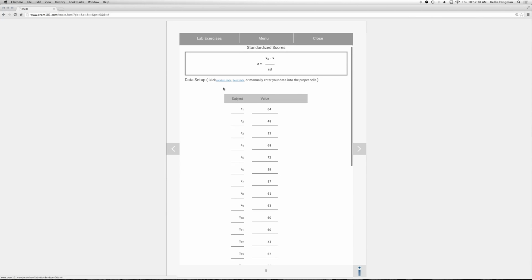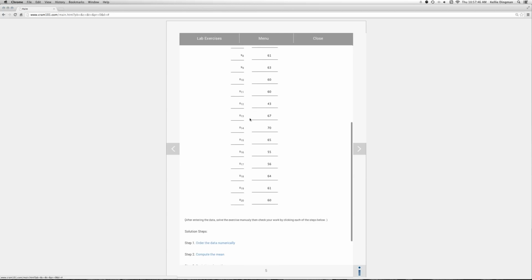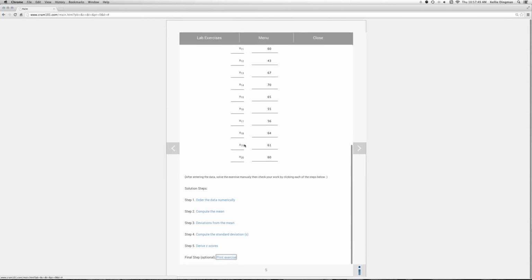One thing that's neat about Cram is you can always come back and select random data, and it'll populate that with different data until you master the concept. Kind of neat. Right now we're going to concentrate on homework.